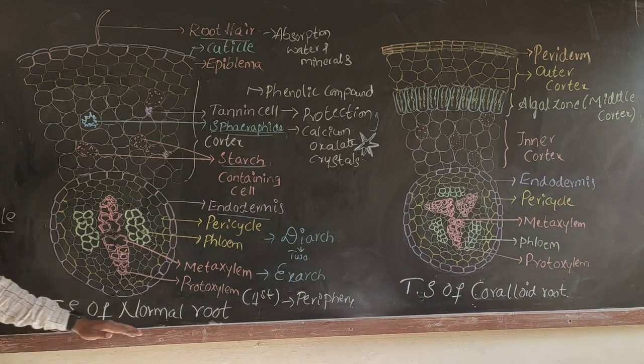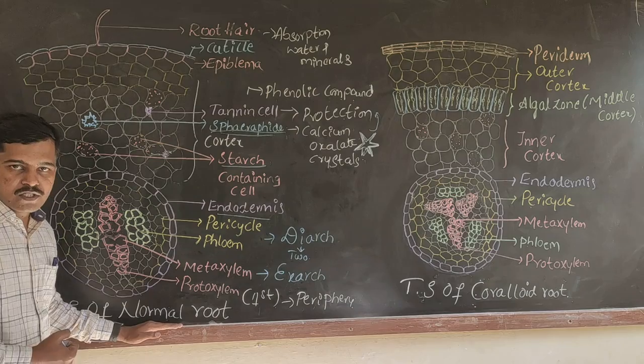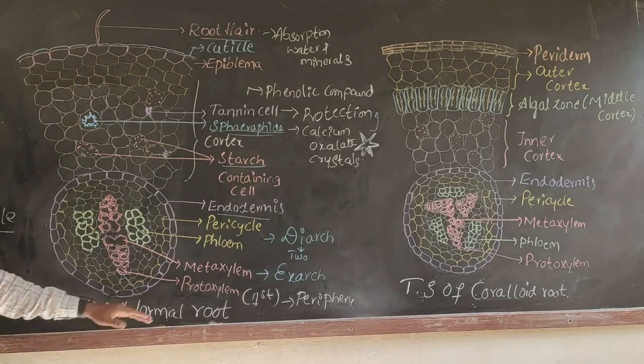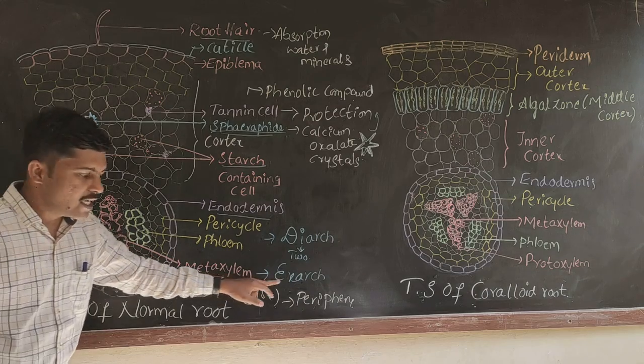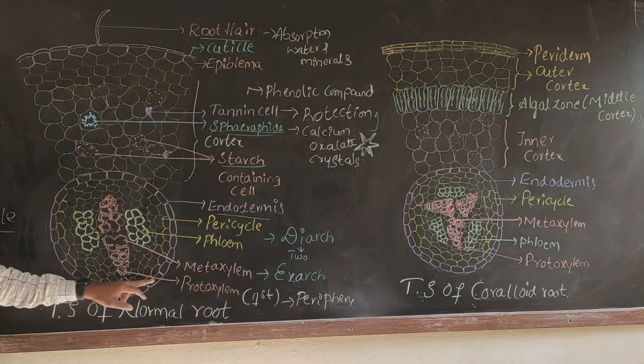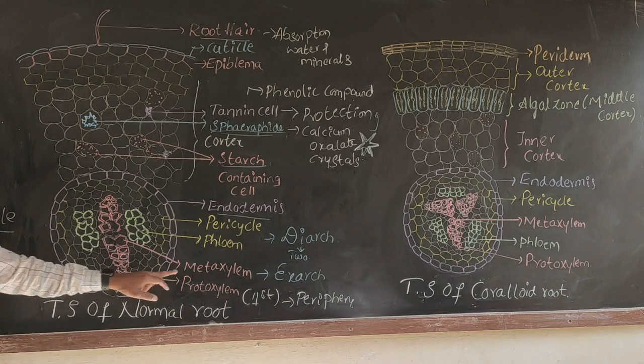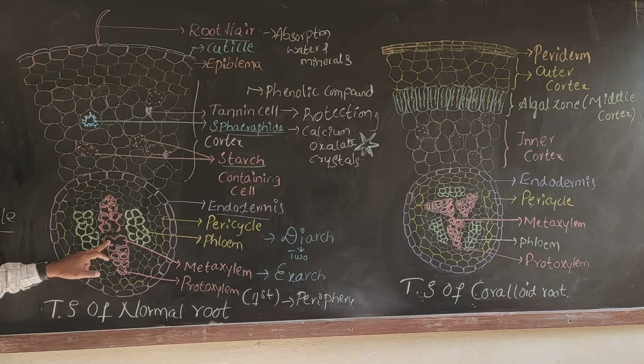So usually in case of normal roots, the stele is said to be diarch. Diarch means 2 strips of xylem and phloem are present, and the xylem is usually exarch in nature. Exarch means protoxylem is towards the periphery and the metaxylem is towards the center. And in between these 2 strips of xylem, phloem strands are present on both the sides. So this is about the stelar region in case of normal root.